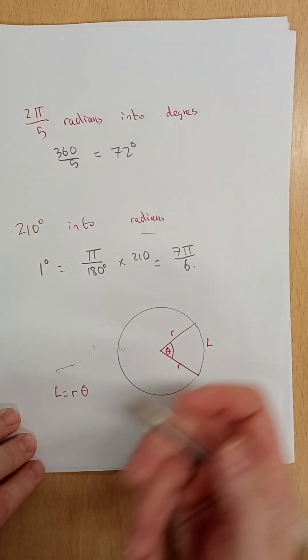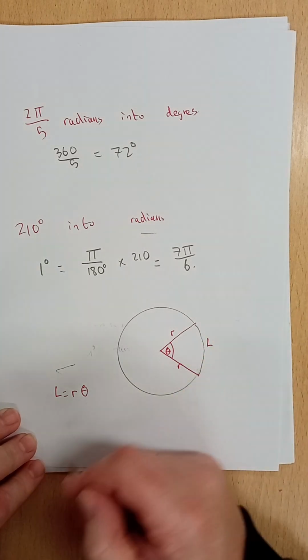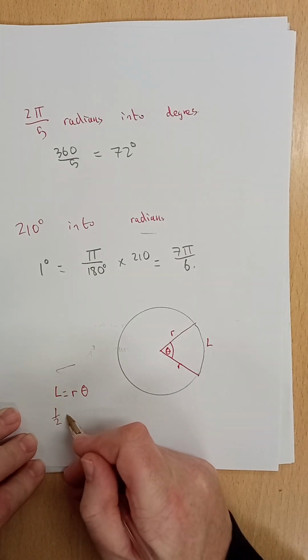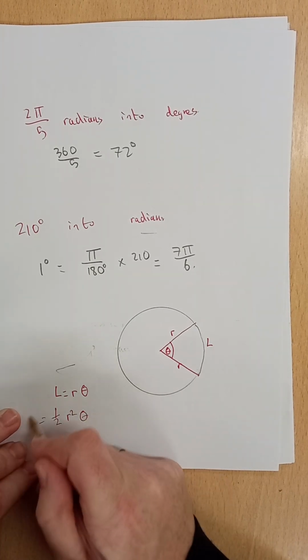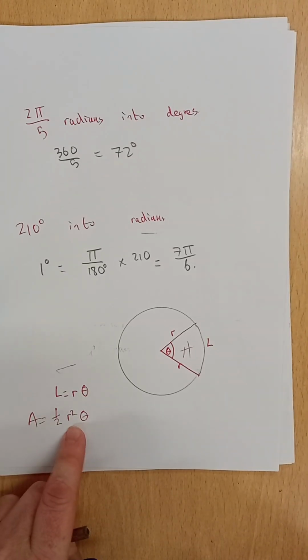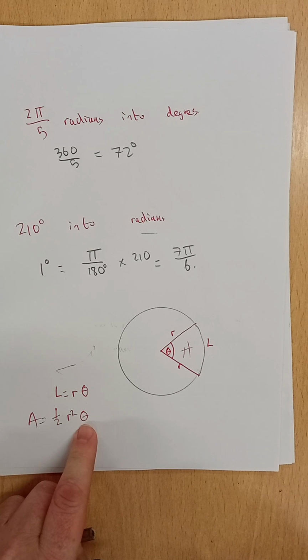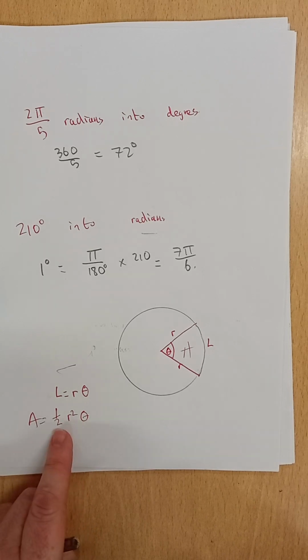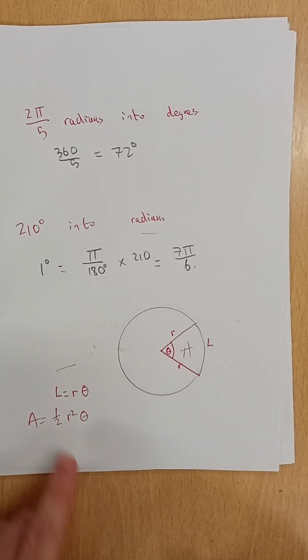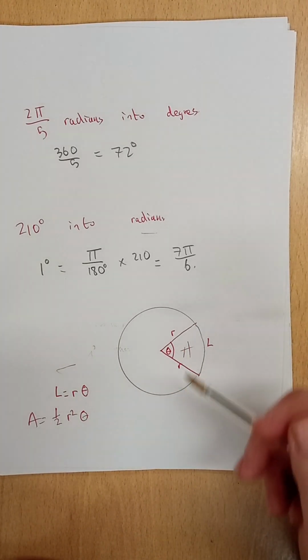Okay, and similarly, if I want to find the area, the area of that sector is just half the radius squared times theta. Now, where is that coming from? You can see where it's coming from. It's pi r squared, that's the circle's area. And this is just the quick way of getting the sector, if you know the theta value in radians.